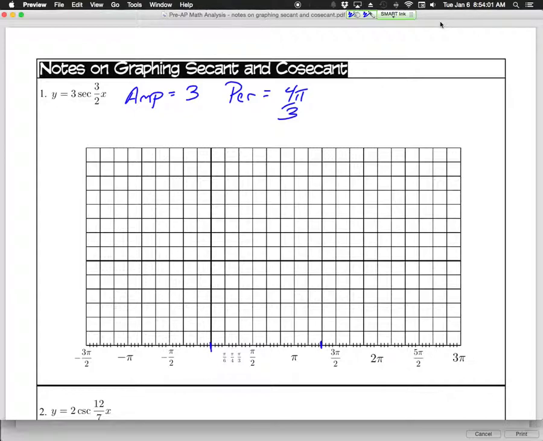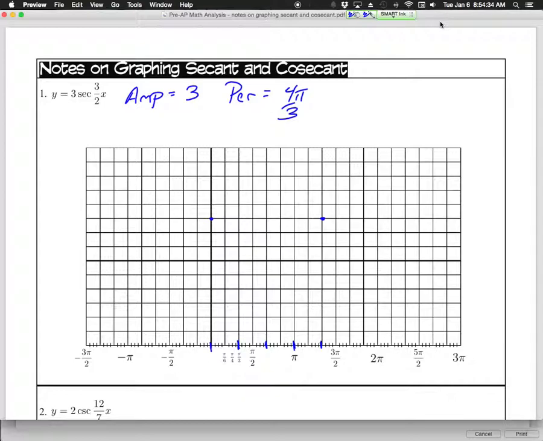So half of 8 is 4, and half of 4 is 2. So there's that. That's my favorite period. I like 4 pi over 3. It's an easy one to do. Alright, so what did we say secant was related to? Cosine. So where do cosine start and stop? At the amplitude. So in this case it's going to be at 3. So at 3 and at 3.